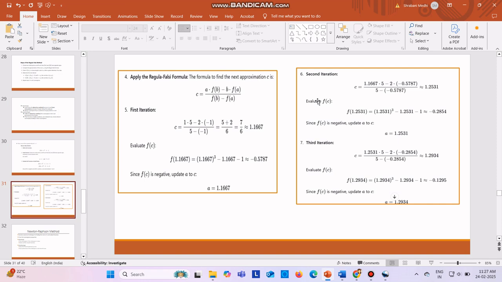That's all for today's video. Here we saw the algorithm for Regula Falsi along with one example. In the next video, we will see how we can implement Regula Falsi using C++ programming.